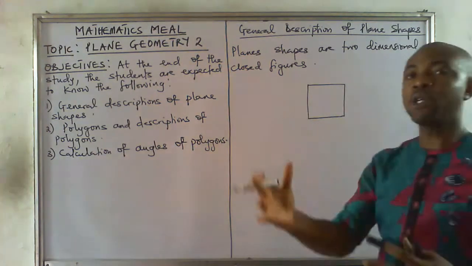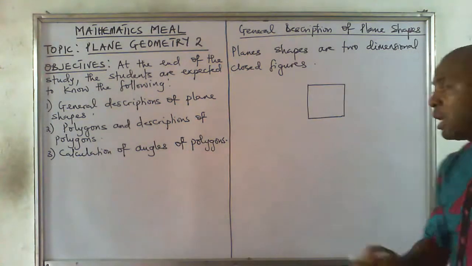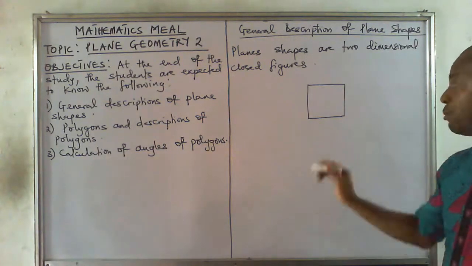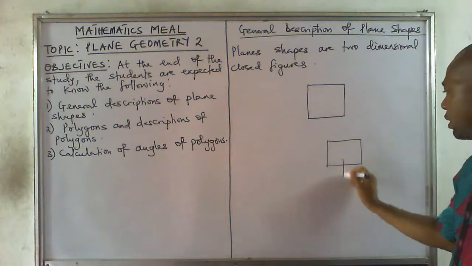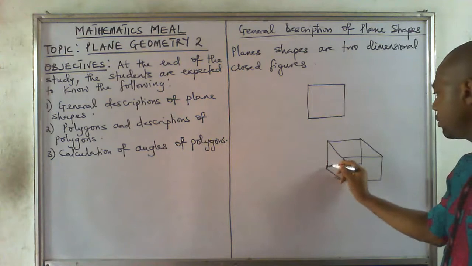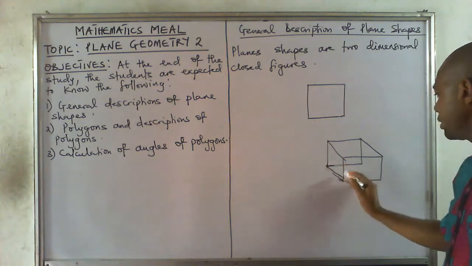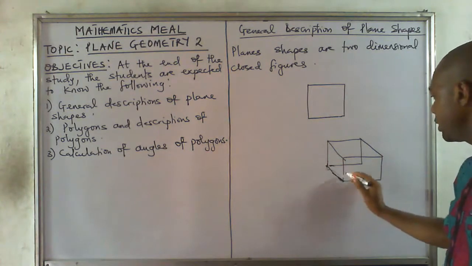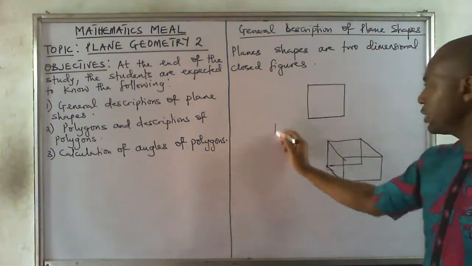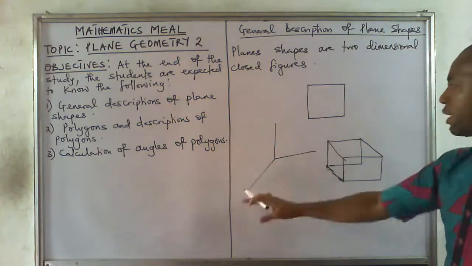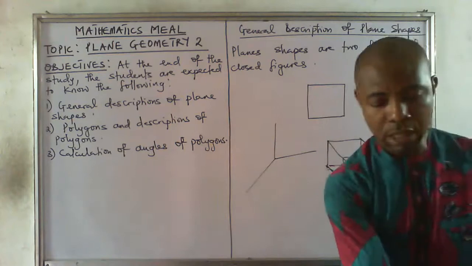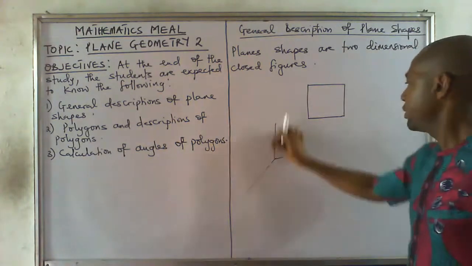Now we have shapes we call solid shapes. That's a 3-dimensional shape, like a cuboid or a cube like this. These ones are three-dimensional shapes. We call them solid shapes. They are not plane shapes. Why are they three-dimensional? Look at 1, 2, and 3. You see that? But plane shapes are two-dimensional closed figures.